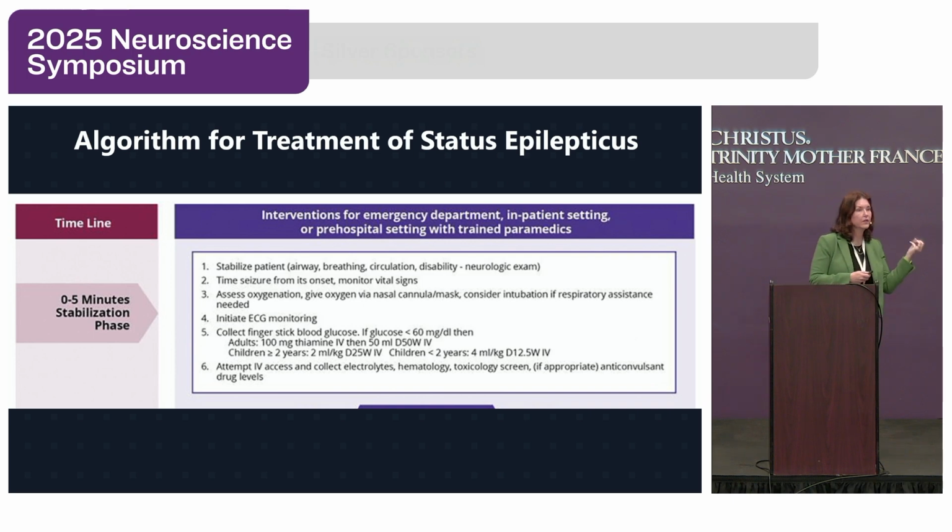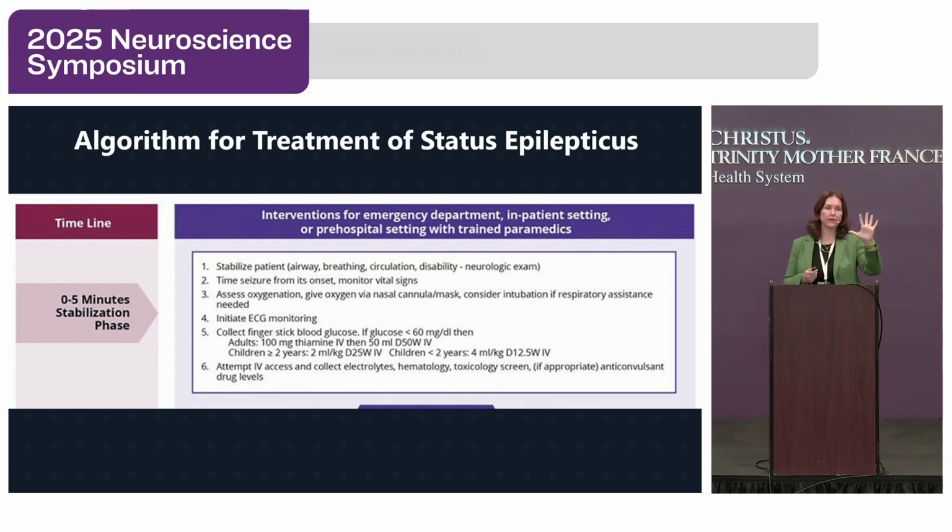So of course, 0 to 5 minutes, that's our stabilization phase. So the ABCs that we all know: airway, breathing, circulation. We want to time the seizure, monitor their vitals, assess their airway, make sure they're breathing okay. If we need to intubate them, we need to initiate that. EKG monitoring. Of course, we want to check their glucose, and you give thiamine and glucose, always in adults. And then we want to try to get IV access, get the blood work going as quickly as we can.